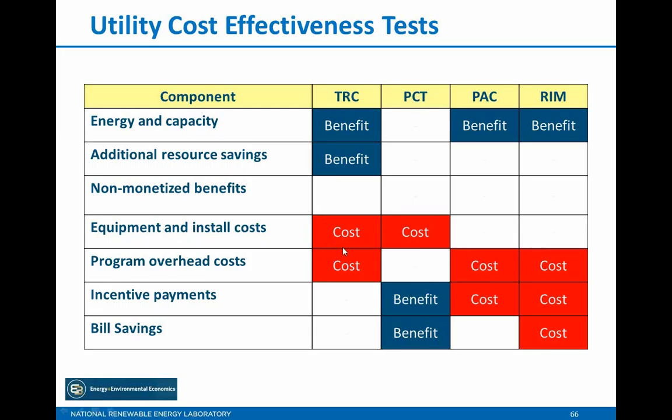From the overall total resource cost test, it's a little different. Bill savings are kind of a wash or a transfer payment, and other factors come into play in terms of the avoided cost, in particular for utilities providing energy to participants. And rate impact, some things that are a benefit from one perspective become a cost in a different perspective.